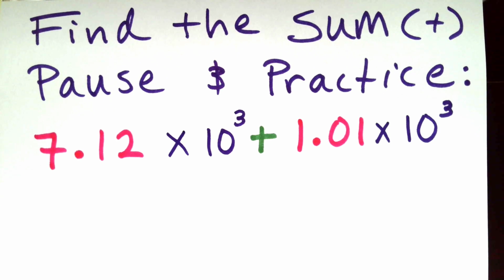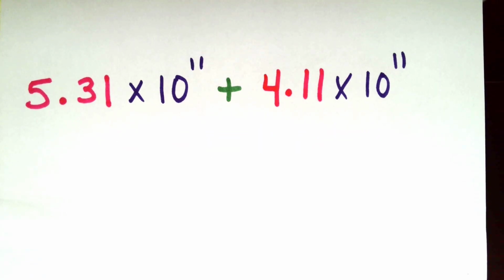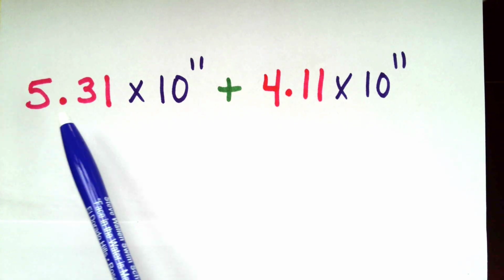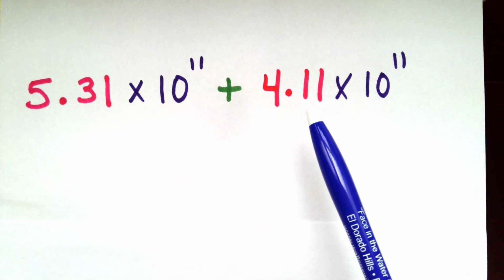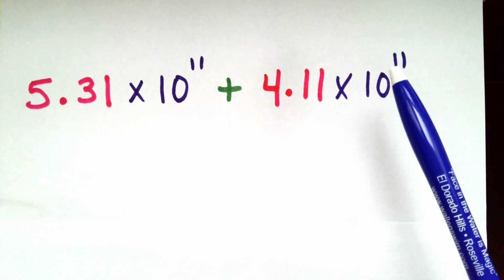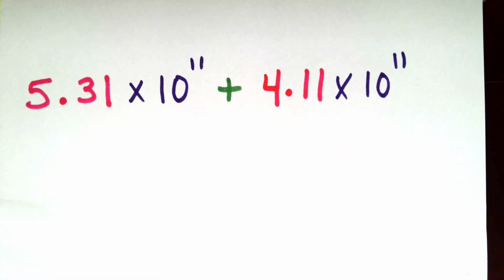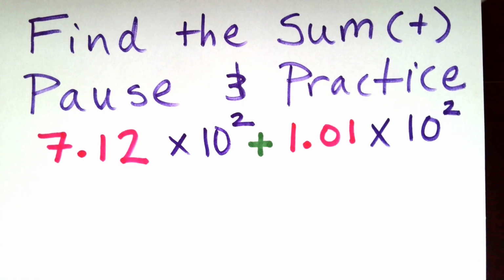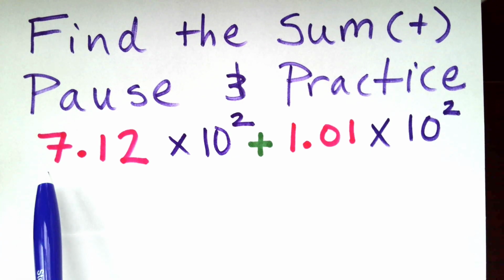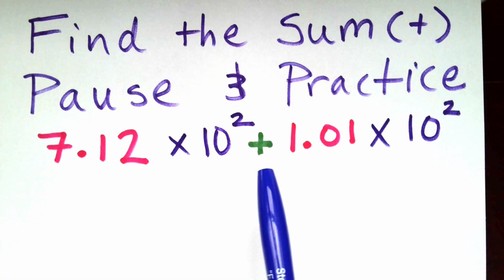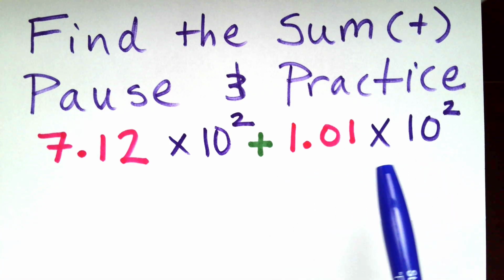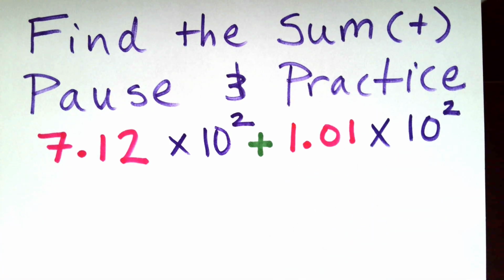The next problem, we have 5.31 coefficient times 10 to the 11th power plus 4.11 coefficient times 10 to the 11th power. Stop, pause, and work on these two problems. All right, we have problem number 3. We have 7.12 coefficient times 10 to the second power plus 1.01 coefficient times 10 to the second power.